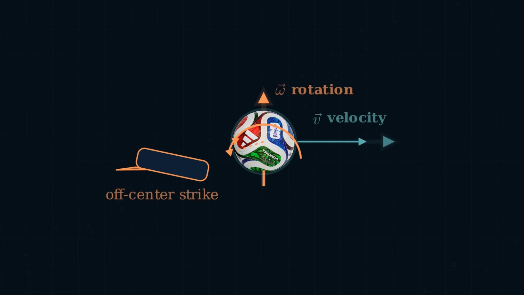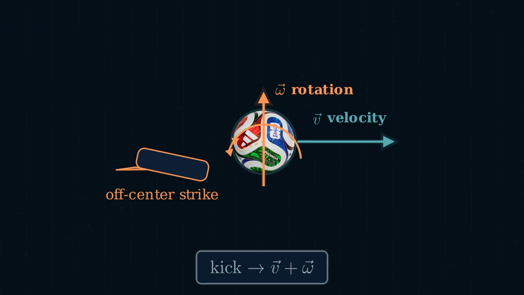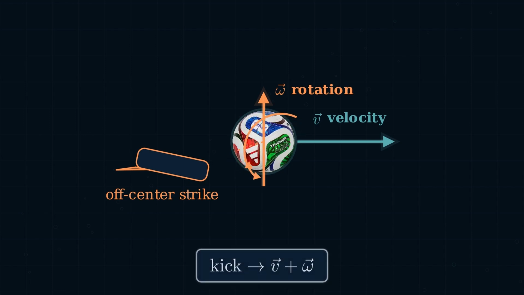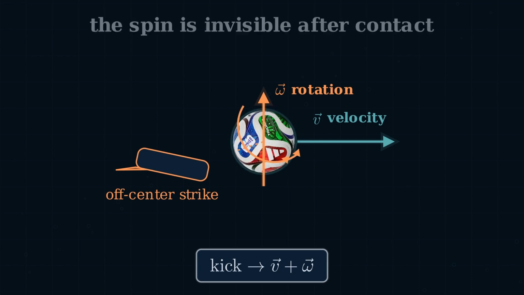The curve starts here. A perfect center strike mostly gives the ball speed, but a free kick specialist brushes the ball off center. That one contact does two things at once. It launches the ball forward and it gives the ball rapid side spin. After contact, the player is no longer touching the ball, but the spin is still there, carried with it like a hidden instruction. Velocity says where the ball is moving. Spin says how the ball is dragging air around its surface.